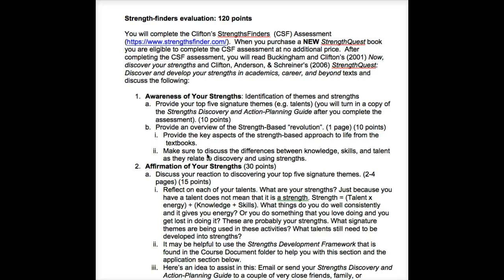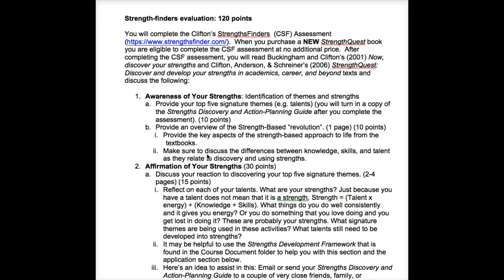It takes 20, 30, 40 minutes to do it. Pretty straightforward. You should just answer. Usually you are given two words, and you have to pick the word that is most like you, and you have to do it quick. And so you'll do that assessment.